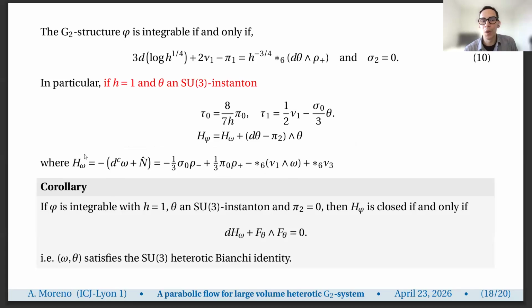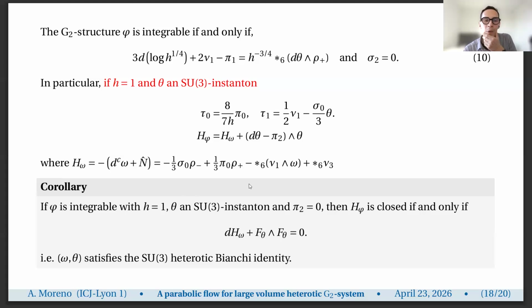But if you make some hypotheses, for instance, that this function H is constant and the connection one form is an SU3 instanton, then the 3-form H5 simplifies. It is going to be H omega, which is basically the torsion 3-form of the connection that makes the SU3 structure parallel, or at least the candidate to be.